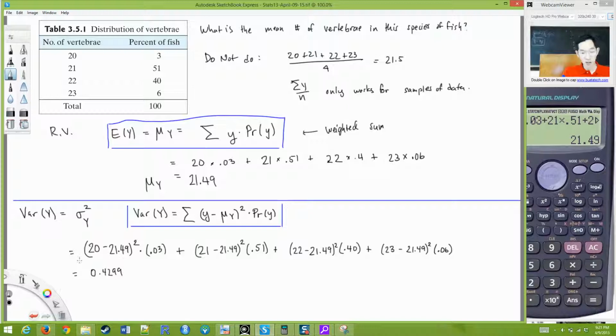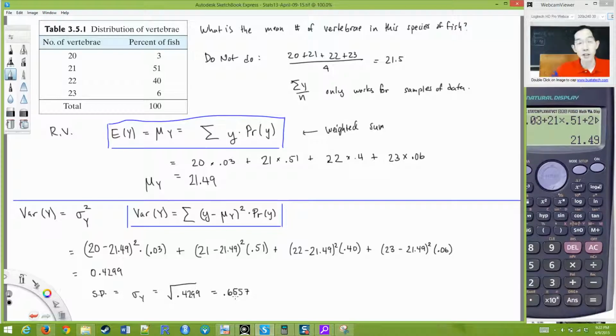0.4299. If you do all of this squaring and multiplication and adding, you do that for all these different values, it adds up to 0.4299. So then if you wanted the standard deviation, that would just be sigma y. You take the square root of 0.4299 and you get 0.6557. So that's the mean and the standard deviation of a random variable.